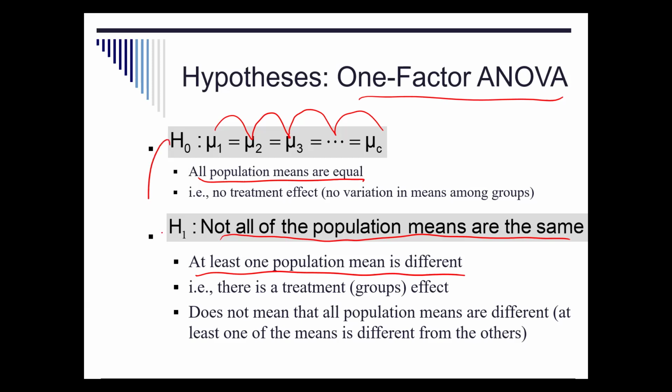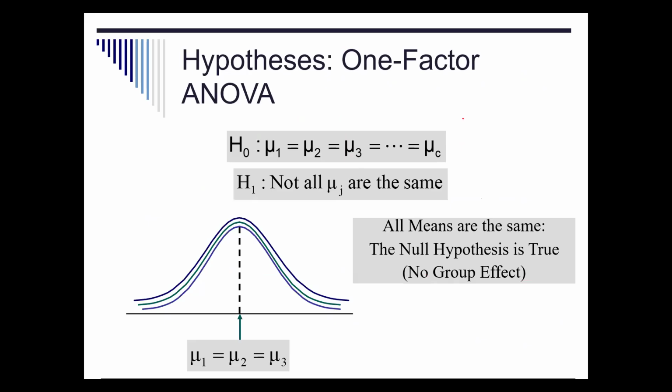But yes, that's basically our most important hypothesis test, and we are using the F-test. We'll take a look at that in a second. So H0, H1. If the null hypothesis is true, all means are the same, meaning they have the same normal distribution.